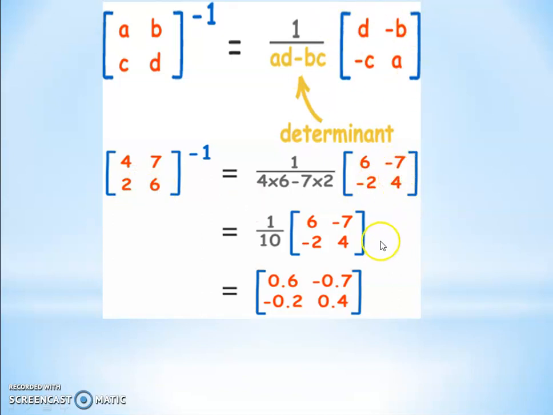We have to compare with this. We know that 6 fours are 24, minus 7 twos are 14. 24 minus 14 is 10. So we have to divide each element by 10. We derive the answer in the format of decimals: 0.6, minus 0.7, minus 0.2, 0.4. We have to divide each element by 10. So it is an easy way, you have to understand. The inverse of a, b, c, d, raised to minus 1, is 1 upon ad minus bc, times d, minus b, minus c, a.